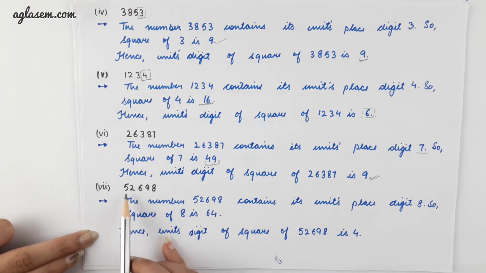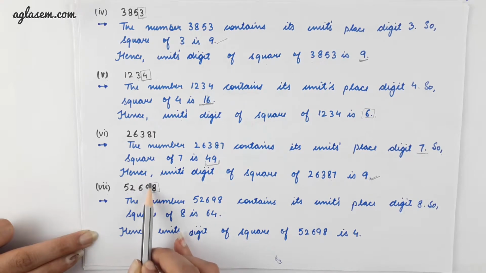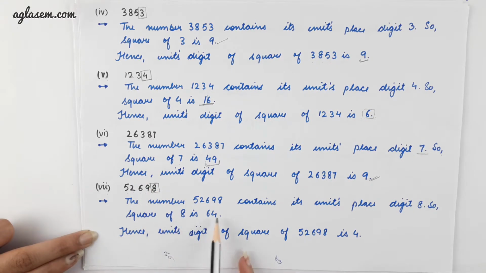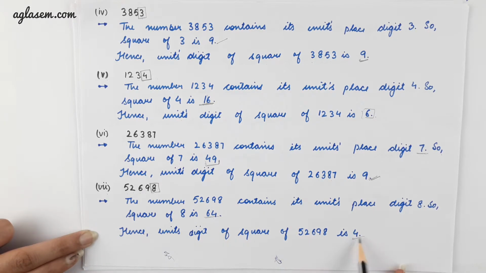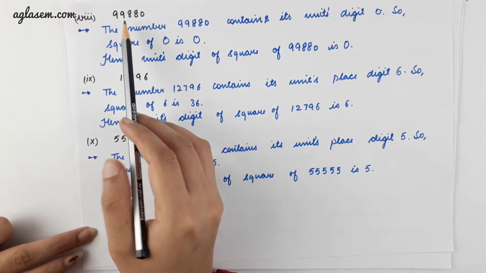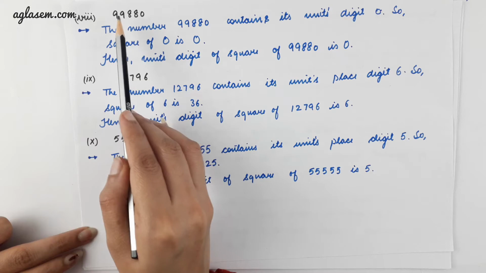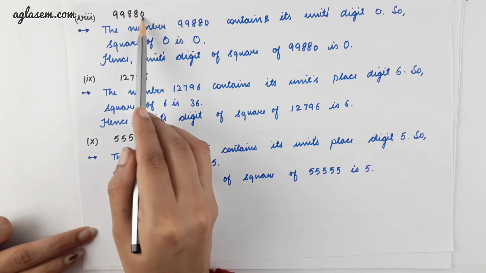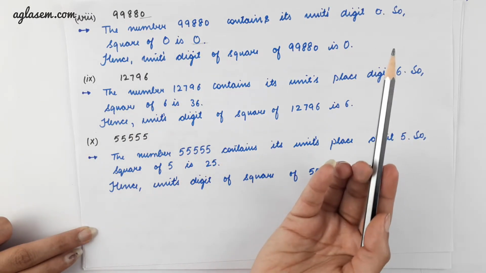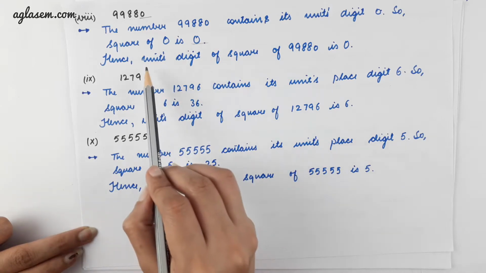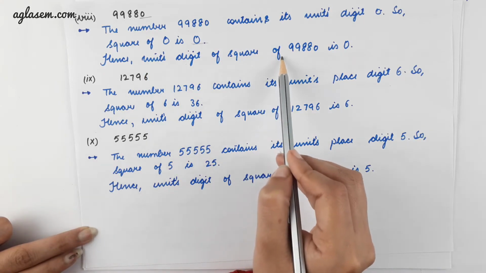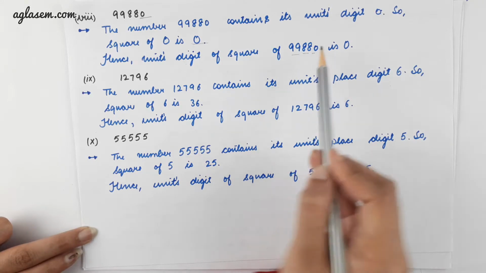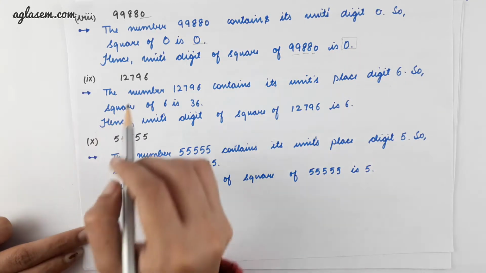Moving to the next part, it is 52698. What is the unit digit of this number? 8. And what is the square of 8? 64. Therefore, the unit digit of the square of this number is 4. The next part of the same question is, we have to find the unit digit of the square of the number 99880. Here the unit digit is 0, and we all know that the square of 0 is 0. Therefore, the unit digit of the square of the number 99880 is 0.